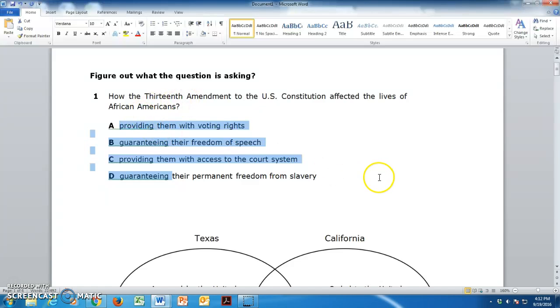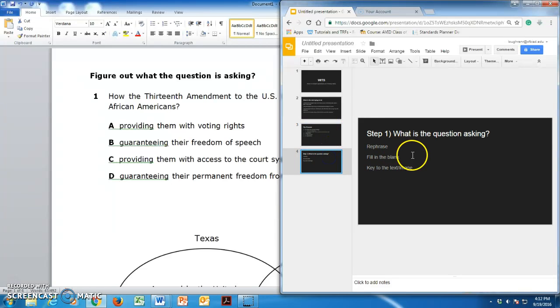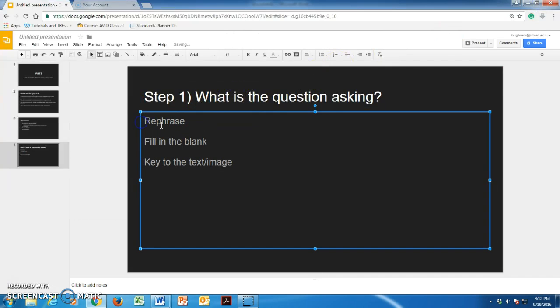Oh, I'm sorry. So real fast, this kind of question is a rephrase question. All we're trying to do is rephrase the question. So we're figuring out what the question is asking. For question 1, we rephrased it. We put it in our own words.